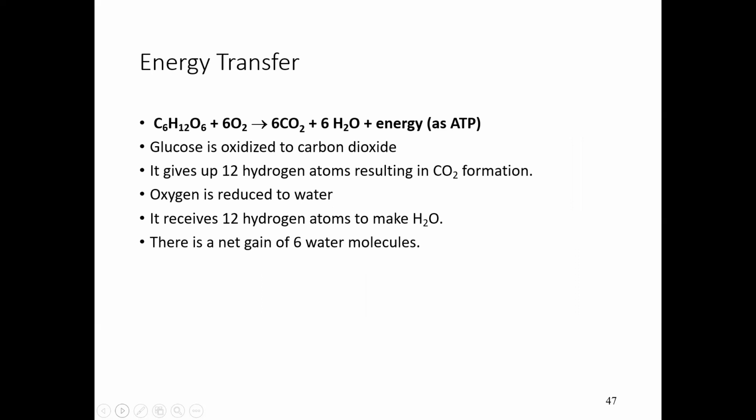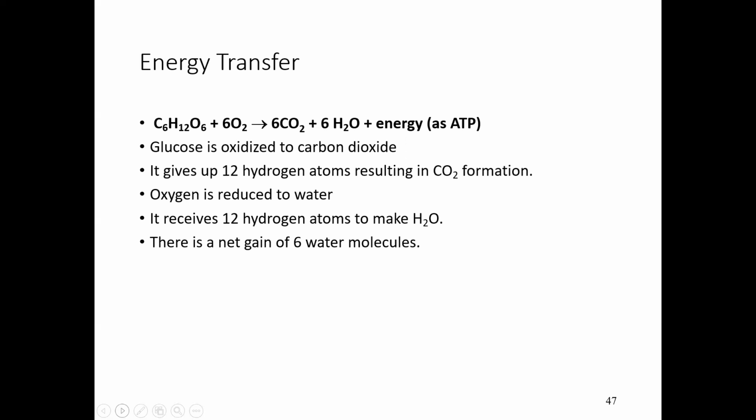C6H12O6 plus 6O2, meaning one glucose molecule, C6H12O6, and 6 oxygens will always yield 6 CO2s and 6 waters, and the release of energy as ATP and also as heat. Glucose gets oxidized to carbon dioxide. Glucose gives up all 12 of its hydrogen atoms. And the end result of doing that causes the formation of carbon dioxide.